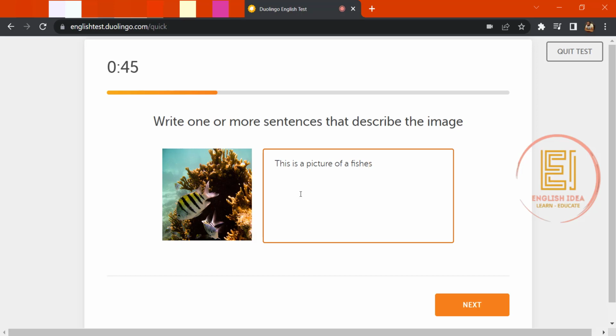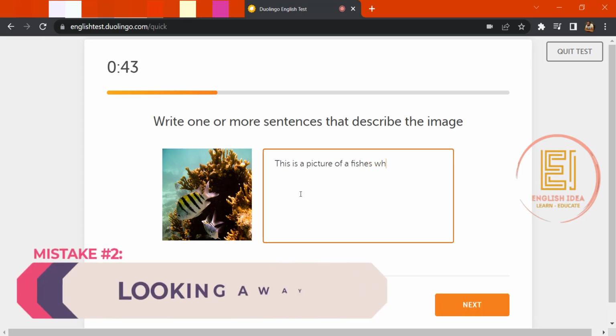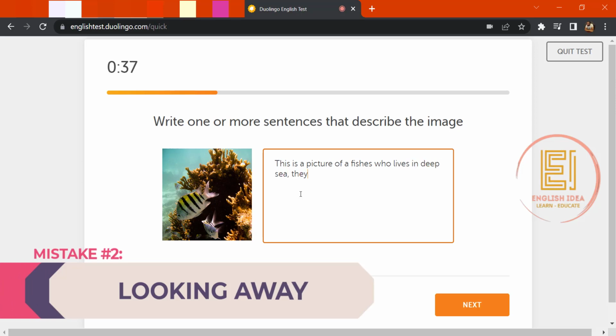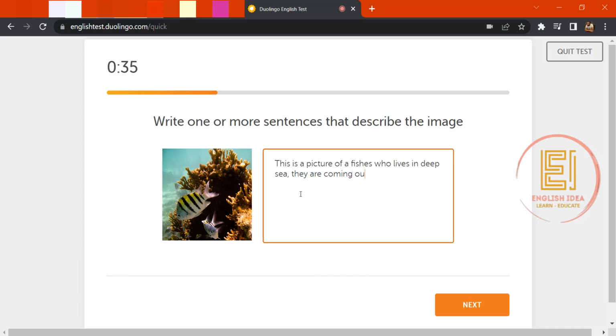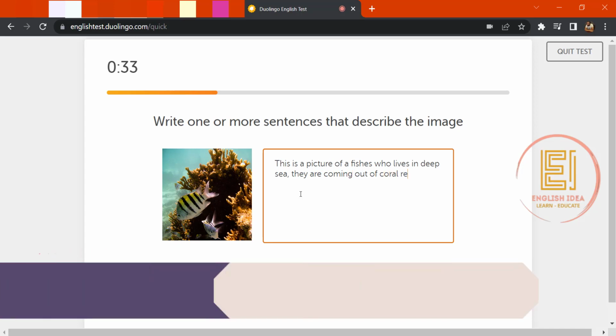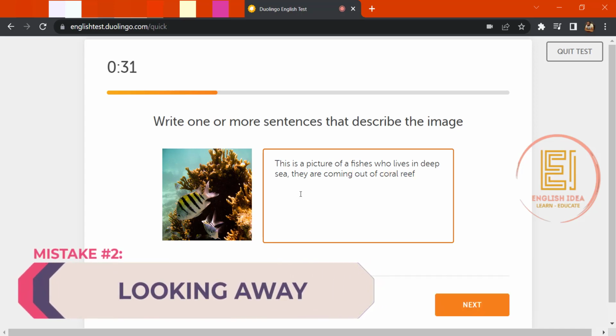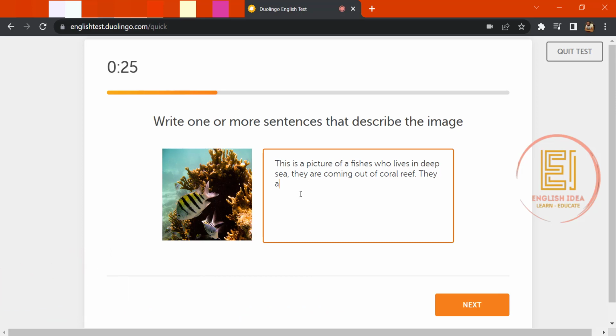During the speaking part, look at the screen and camera only. Don't look at the keyboard because there is no need of a keyboard during your speaking part. While you are at the writing section of the Duolingo English Test, you should be looking at the screen, keyboard and occasionally look at the camera.